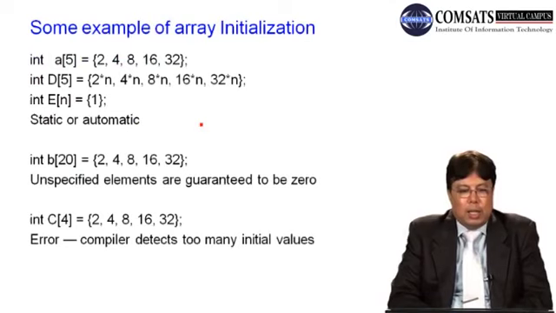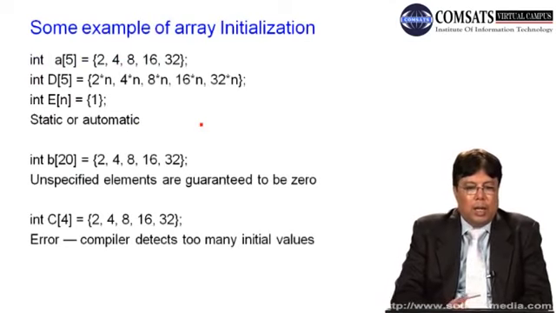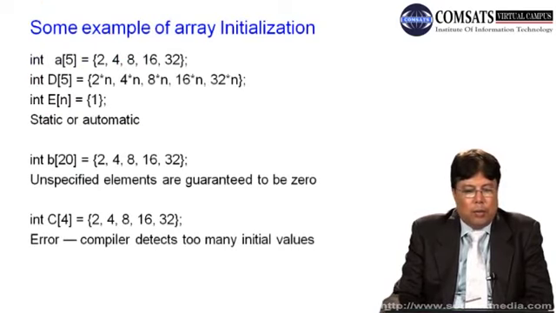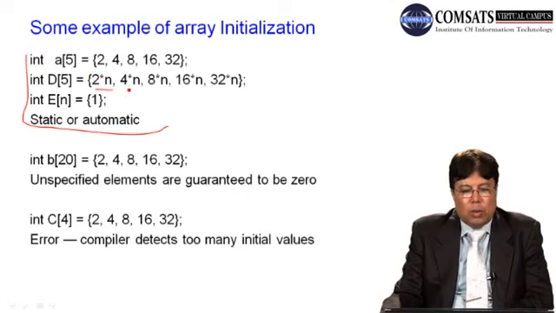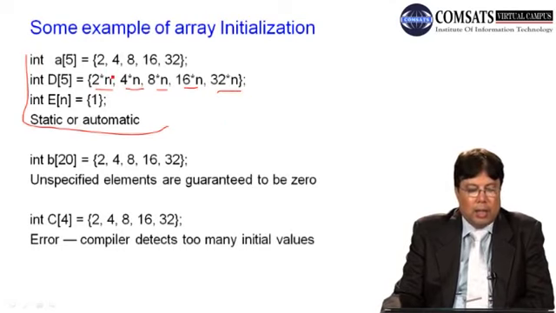Some examples of array initialization. Once again, you can define initialization, जो भी मैंने आपको बताया था तरीका, static or automatic, if you are doing it inside. Okay, you can do that. You can also use this expression also. 2 multiplied by n, 4 multiplied by n, 8 multiplied by n, 16 multiplied by n, 12 multiplied by n. Okay, and then you just need to define n here somewhere before that, before you are going to use it here. So this is static or automatic variables.